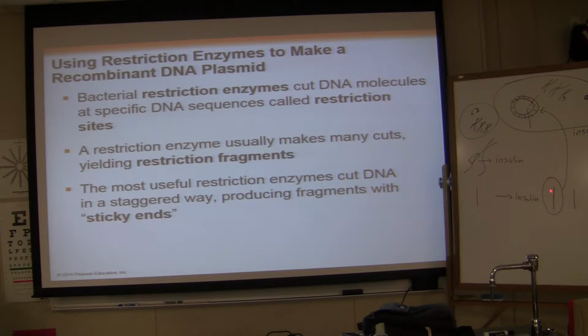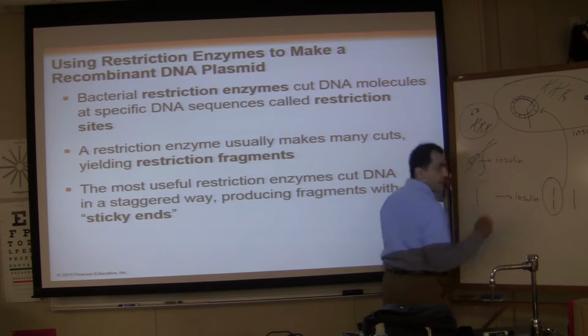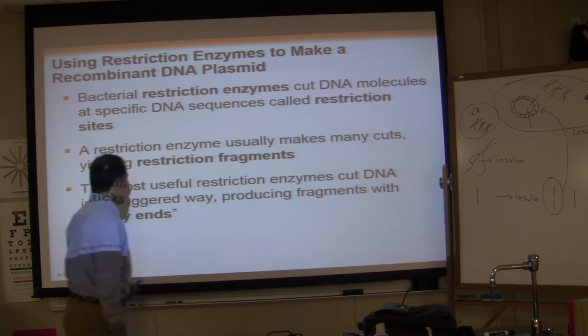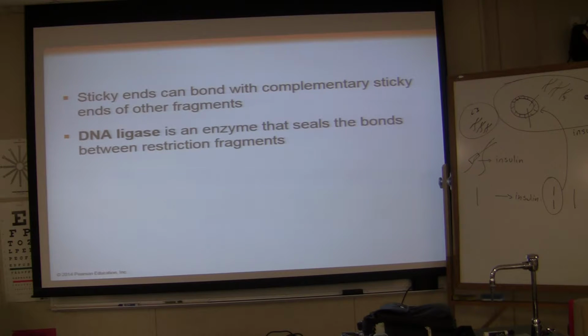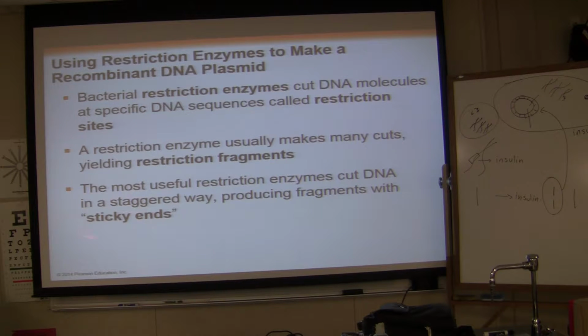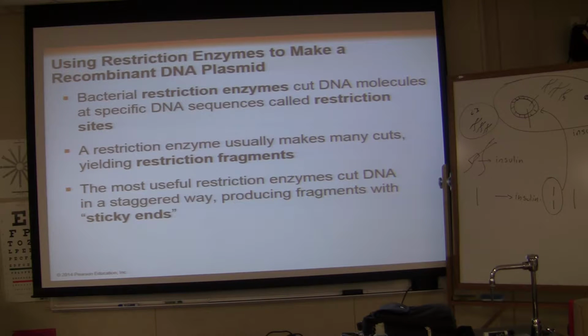So if it cuts it right here, then you do have a fragment here and a fragment there. Okay. So most useful restriction enzymes cut in a staggered way, producing fragments with sticky ends. And I'll show you, Amir, what a sticky end is. I'll show you in a minute. Hang on. What does it mean? Sticky end.